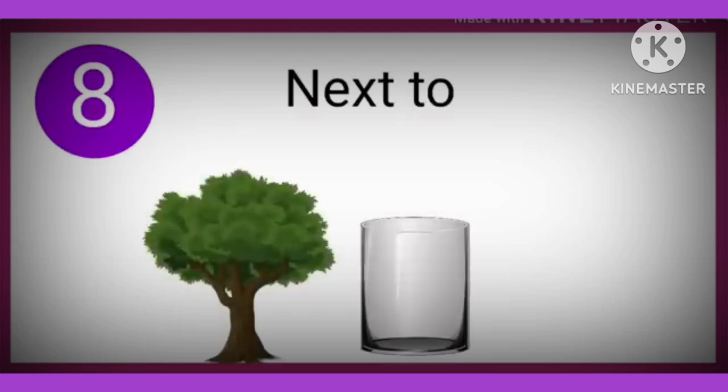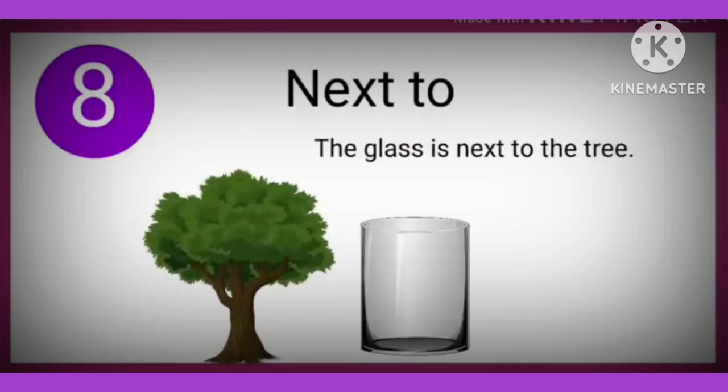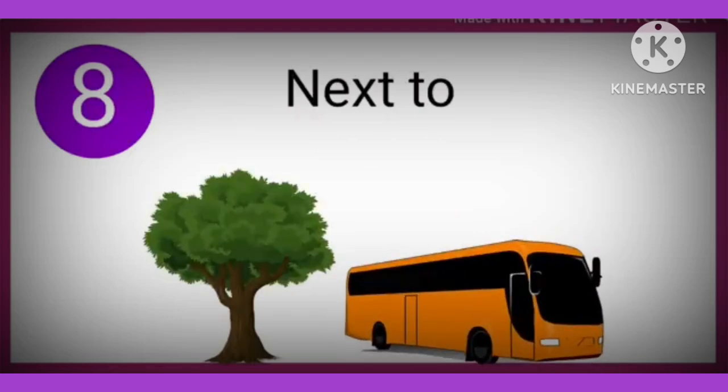Next preposition is next to. Next to is used for this: there is a tree and there is a glass. So you can simply ask, where is the glass? Simply you can reply, the glass is next to the tree. Next example, where is the bus? The bus is next to the tree.